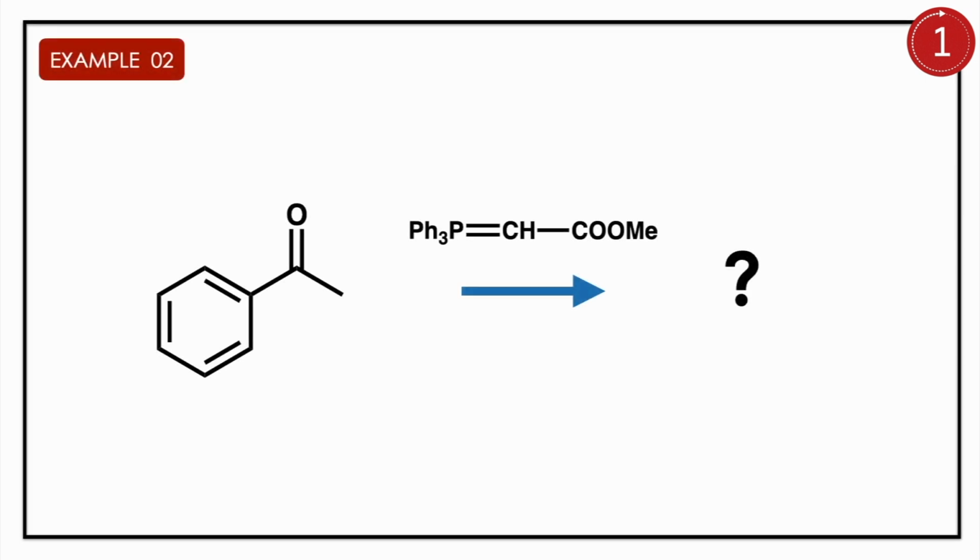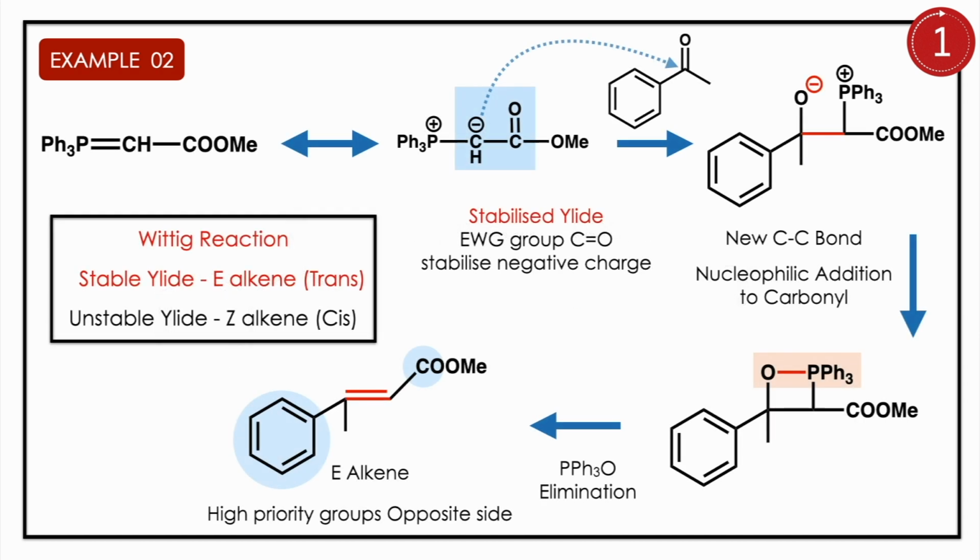Then the next reaction: you have acetophenone reacting with a phosphorus halide with ester substitution. You should find what will be the final product. Here Ylide is there, carbonyl is there, so Wittig reaction. But the Ylide here is a stable Ylide. Why? Because the anion is attached with COOMe. C=O is electron withdrawing on an sp2 carbon. So it is the stable Ylide.